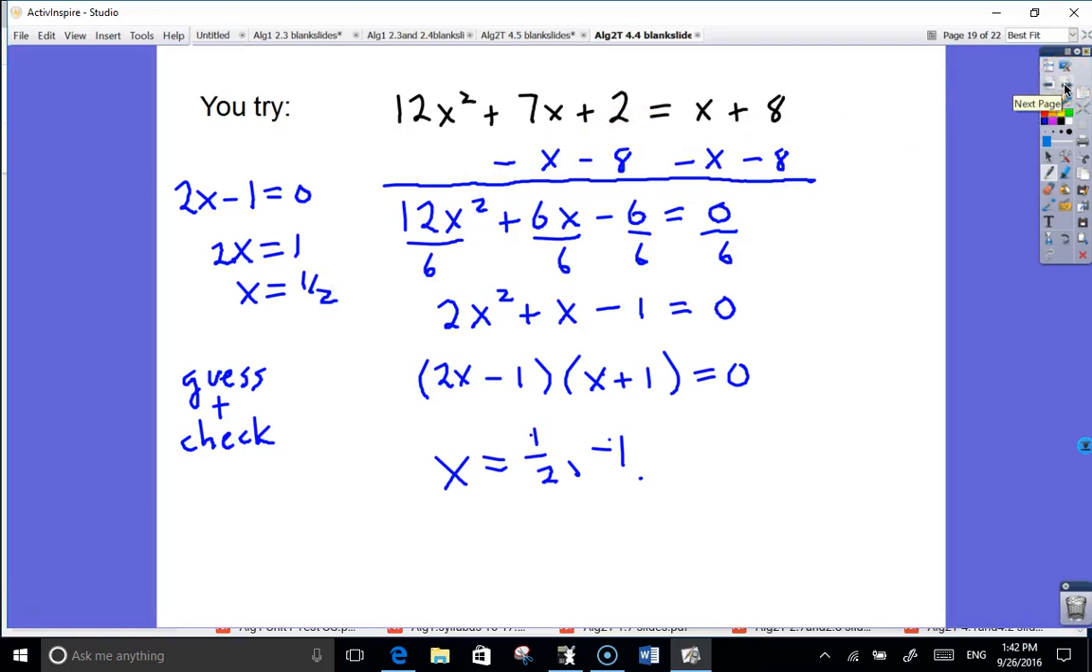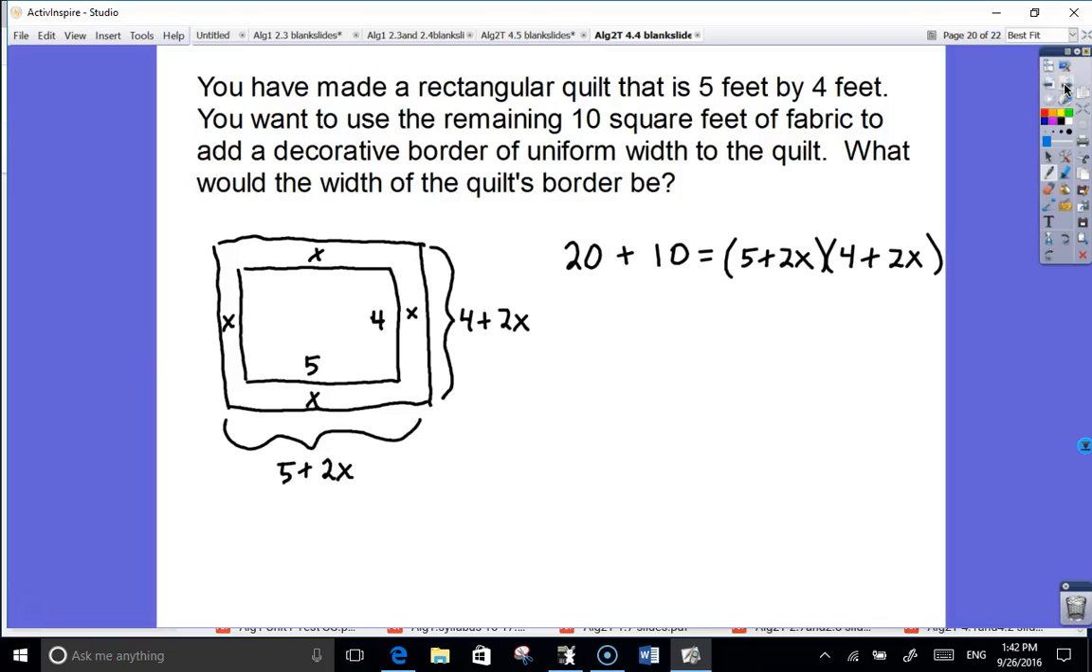Last slide. So this is an example in the book, but because I don't have access to the digital book anymore, I just have to draw it myself. You have made a rectangular quilt that is 5 feet by 4 feet. You want to use the remaining 10 square feet of fabric to add a decorative border of uniform width to the quilt. What would the width of the quilt's border be?